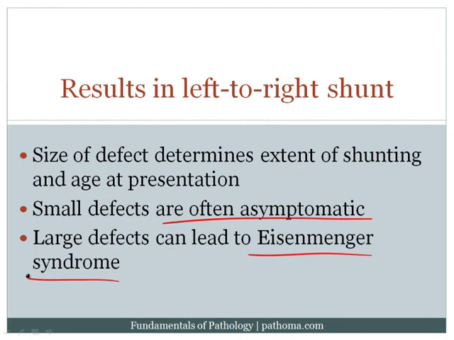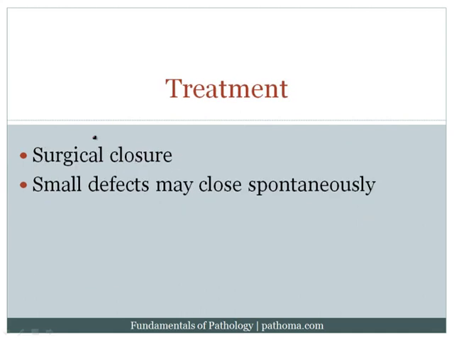You can get polycythemia because as you get deoxygenated blood coming across into the systemic circuit, that's then going to result in hypoxemia, and therefore you'll get release of erythropoietin, which will then result in polycythemia. And finally, you can get clubbing, and clubbing is a change in the fingernails due to the cyanosis. The treatment is surgical closure for a large defect. Small defects may close spontaneously.